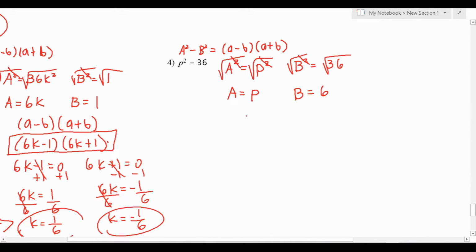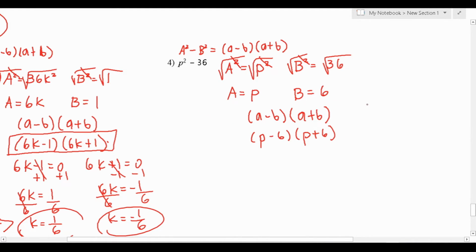Again, the solution to the difference of squares is of the form a minus b, a plus b. We've identified a and b, notably p and 6. So let's plug those in accordingly. Again, we're going to have p minus 6 and p plus 6.